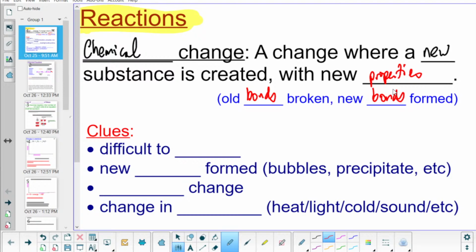So let's see if we can't fill this in. Now I lost my pen. There it is.